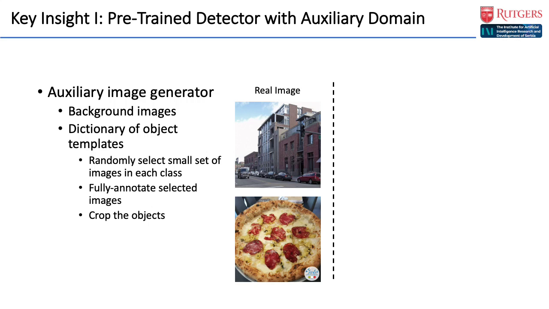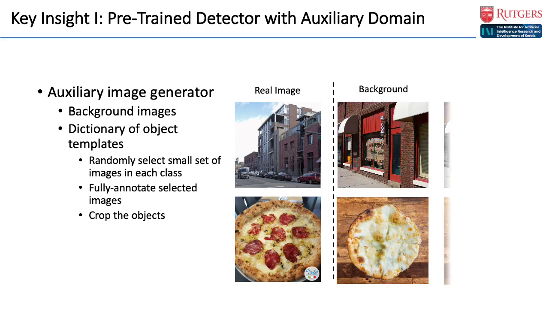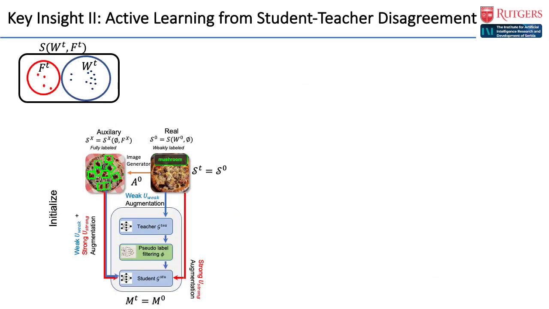To construct the auxiliary domain, we combine real-world background images with real foreground objects that are pasted in a realistic manner. The foreground objects are cropped from the fully annotated images, which are randomly selected from the weakly annotated set. By doing this, we can create a large fully annotated auxiliary set that has the same annotation cost as a randomly selected image set. The main challenge of active learning for object detection is defining an acquisition function alpha.